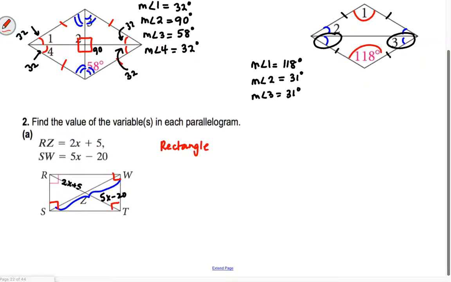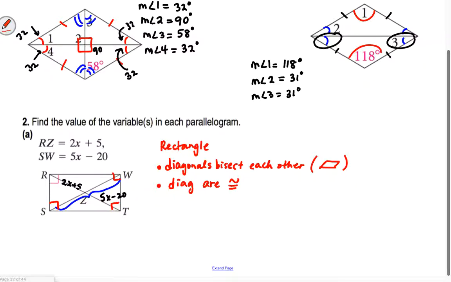Okay, and we're talking about the diagonals. So not only do the diagonals bisect, right? So diagonals bisect each other, because it's a parallelogram, right? But what else is true about the diagonals for a rectangle? They're congruent to each other, right? So our diagonals are the same length.